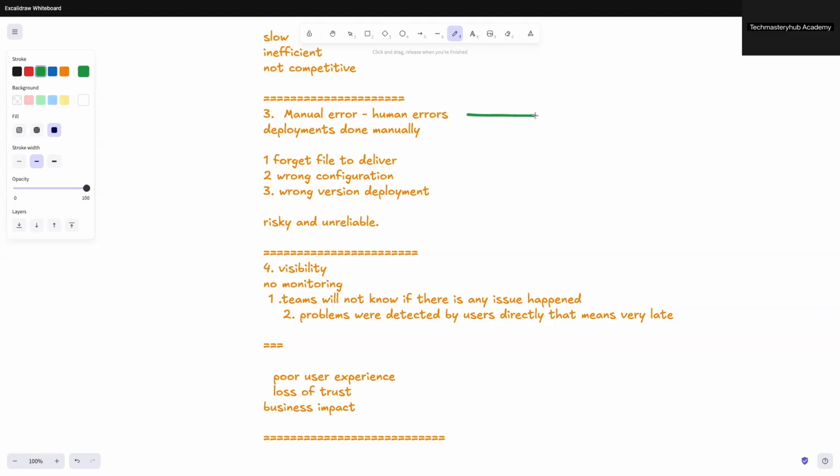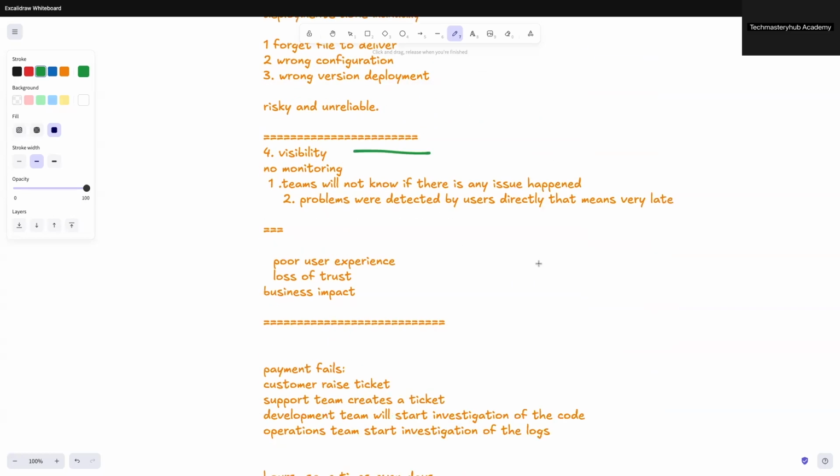For example, a website can go down or an application can crash. Users cannot log in. And this directly impacts the business revenue and customer trust. So manual processes were very risky and unreliable. Now, the fourth problem was visibility. As I mentioned earlier, there was no monitoring as such in production.